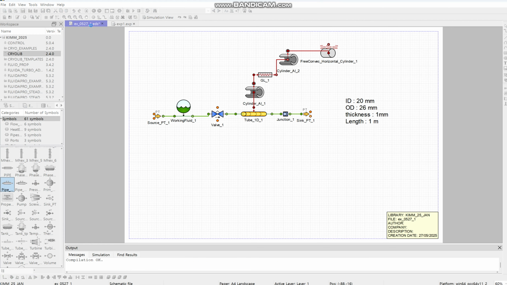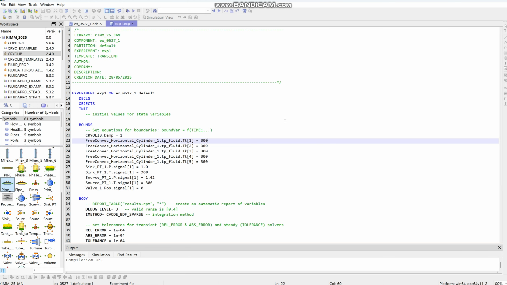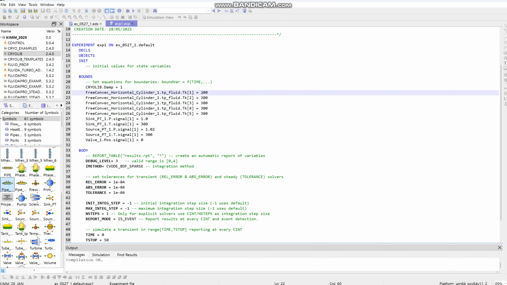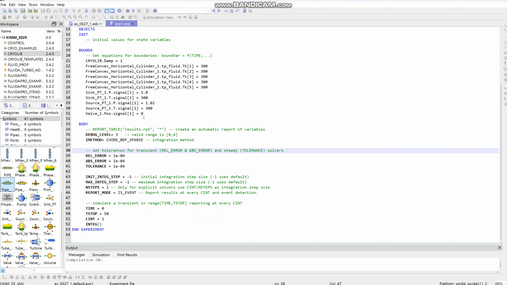Okay, let's compile it. And here's the experimental file of the model. In here we can put the ambient temperature in Kelvin. I put all the nodes at 300 Kelvin, the source pressure is 1.02 bar, and the sink is 1 bar. And I put the initial temperature as 300 Kelvin.